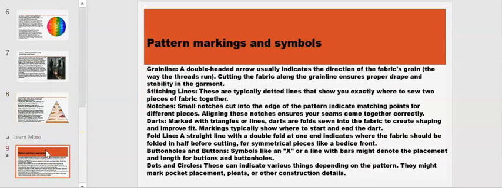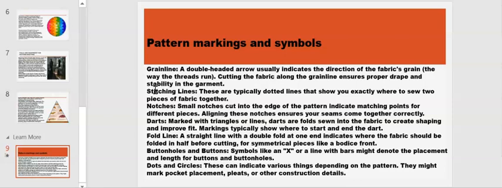So the last slide is pattern markings and symbols. What are the pattern markings and symbols? One is grain line, another is dots, another is notches, another is buttons and buttonholes, another is fold line. We have different types of pattern markings and symbols on a garment. Let's start with the grain line. A grain line is a double-headed arrow that usually indicates the direction of the fabric grain, the way the threads run. Cutting the fabric along the grain line ensures proper drape and stability in the garment.